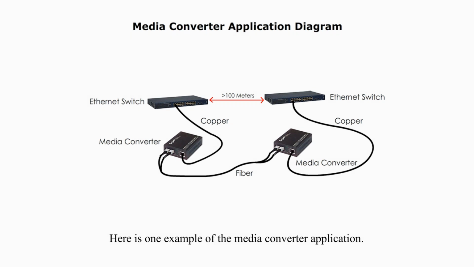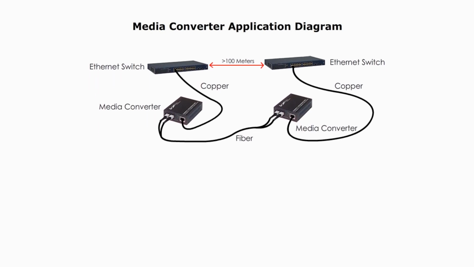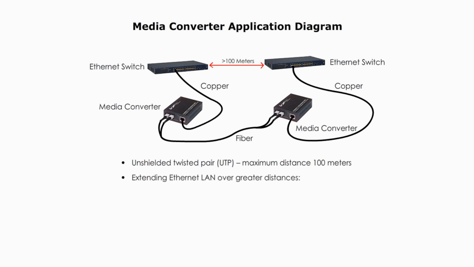Here's one example of a media converter application. We want to connect these two Ethernet switches, which are more than 100 meters apart. The scenario can be very common as you expand a LAN over a campus. For example, two media converters can do the job. As we know, the UTP's maximum transmission distance is 100 meters. The media converters can extend the Ethernet line over greater distance.